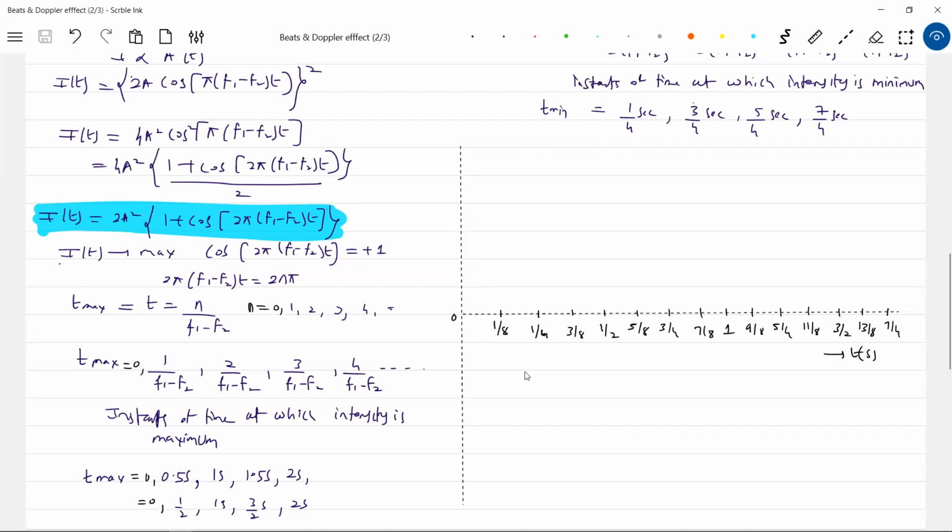So this will be a square, 2a square, 3a square, 4a square. a square, 2a square, 3a square. This is what? The intensity.